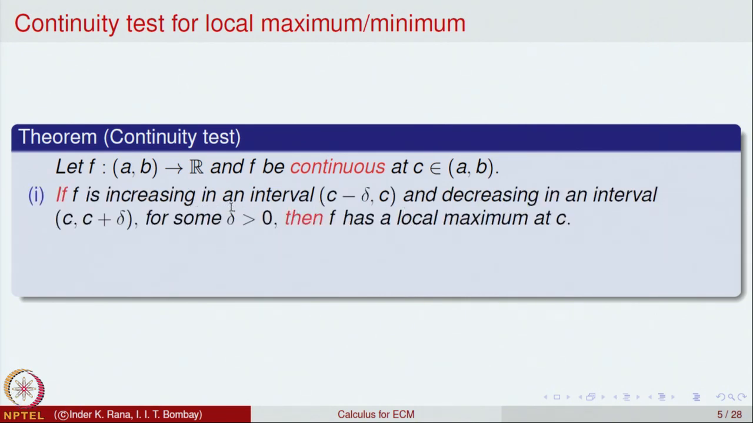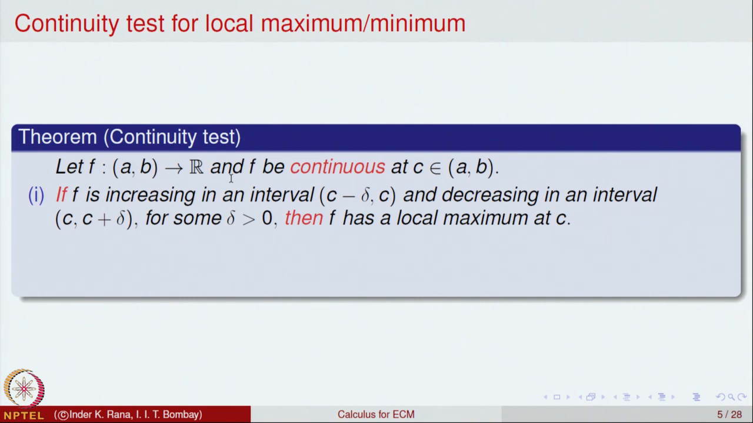If f is increasing in an interval c minus delta to c, that means on the left side of c, and it is decreasing in an interval c to c plus delta, which is an interval on the right side of c, then f should have a local maximum at the point c. So, this is the mathematical way of saying that if the function is rising on the left and falling on the right and it is continuous at the point c, then it must have a local maximum at the point c. So, the geometric visualization that we have of local maximum is translated into this property.